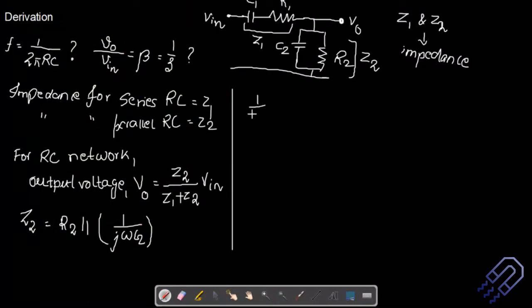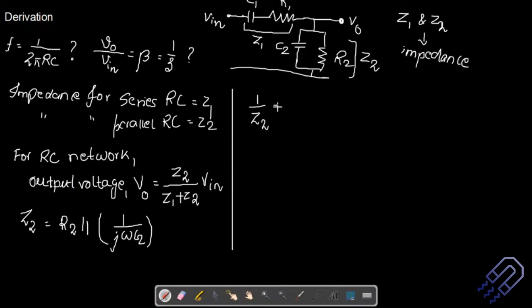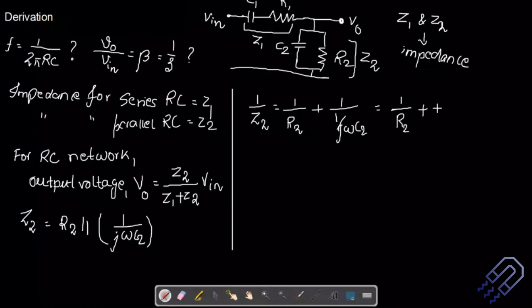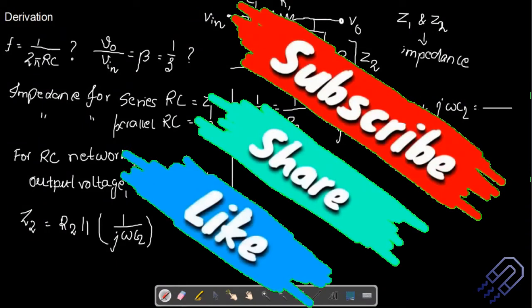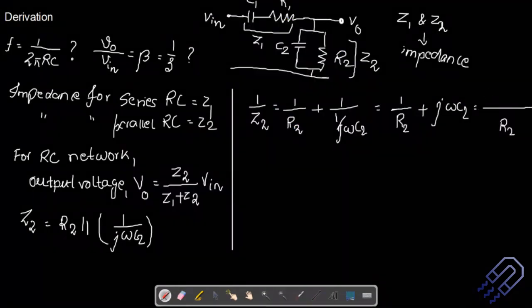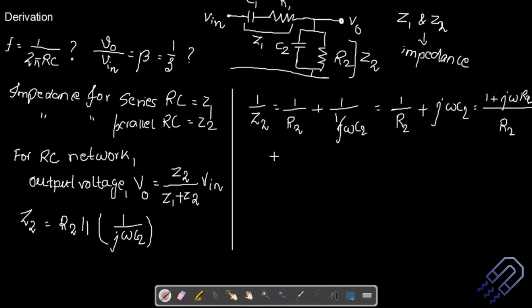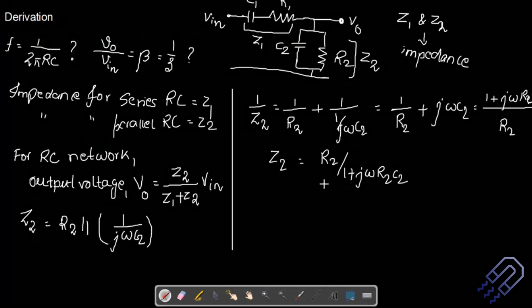If you want to find the total impedance for a parallel circuit, we know that the reciprocal of the impedance is equal to the sum of the reciprocals: 1 by R2 plus 1 divided by the reactance of C2, which is 1 divided by J omega C2. If we simplify this, it remains 1 divided by R2 plus J omega C2 going on top. It's quite simple. This is 1 divided by R2 plus J omega C2, so Z2 is R2 divided by 1 plus J omega R2 C2. This is something we have already, Z2.